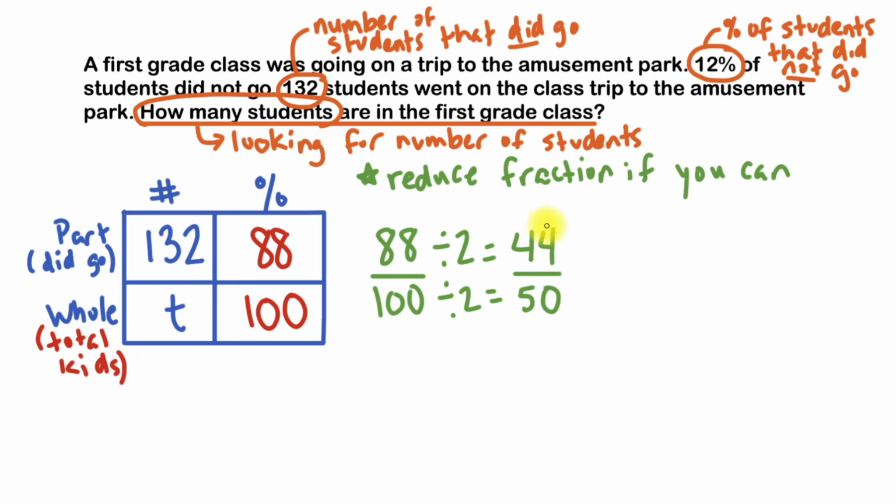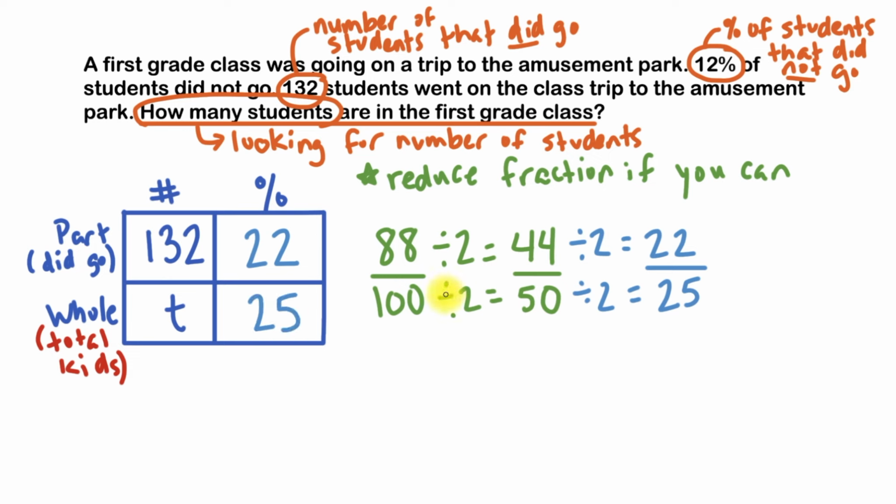But I know that I can reduce this by 2 again. So let's go for it. 44 divided by 2 equals 22. And 50 divided by 2 equals 25. So my new fraction is 22 over 25. So instead of using 88 and 100, let's get rid of those and replace it with 22 and 25.